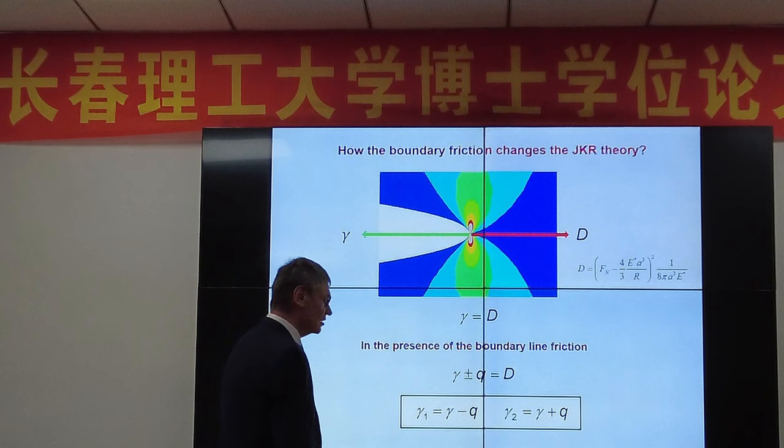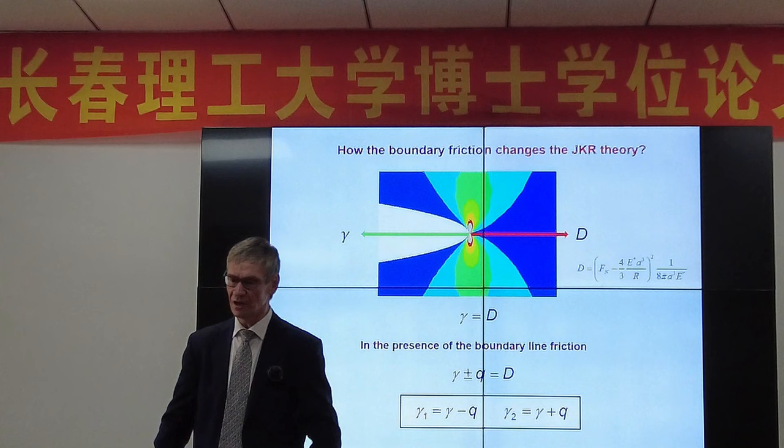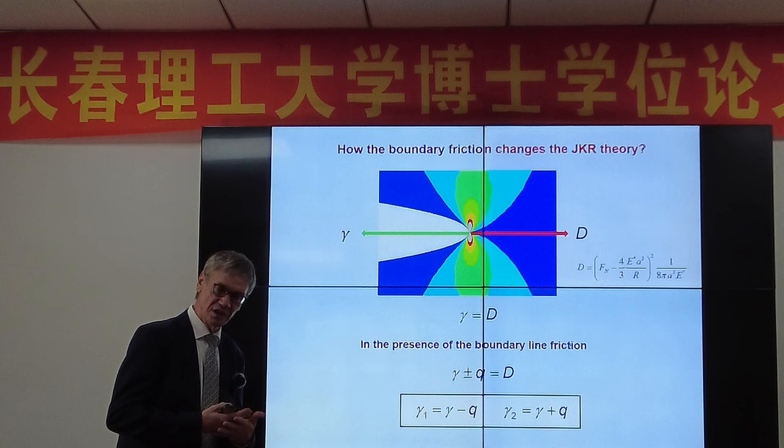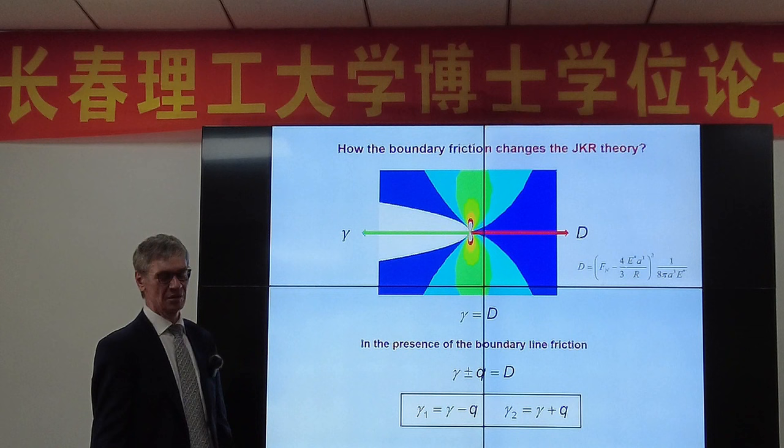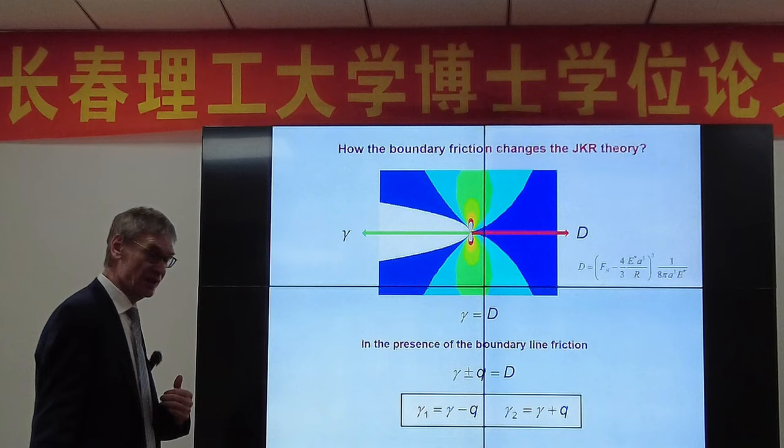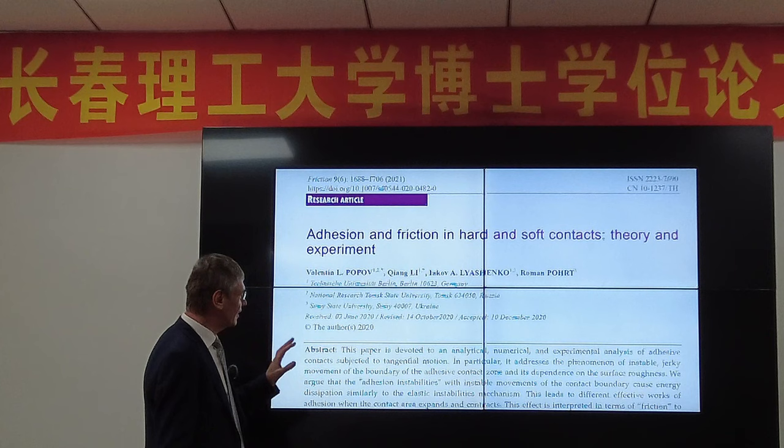It is the energy which is needed to separate two bodies, per unit area of the two bodies. And for closing the crack, you have a smaller work of adhesion, and for opening the crack, you have a larger one. It is well known and used in fracture mechanics very often. The boundary has frictional force. All these things are described in great detail in this paper.